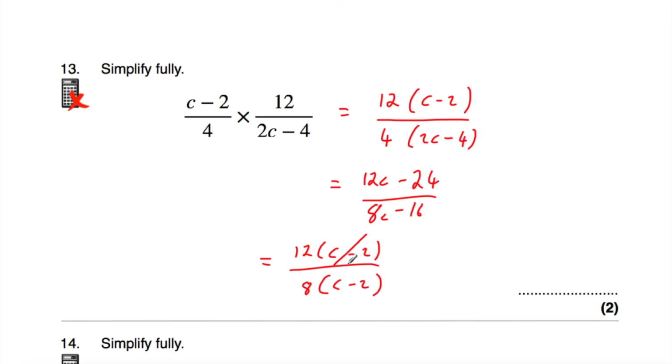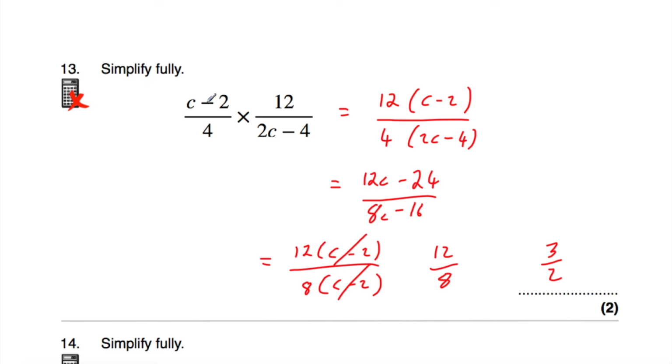So we can divide the numerator and the denominator by c minus 2. So we'll be left with 12 over 8, and they're both divisible by 4. If I divide both of those by 4, we'll get 3 over 2. So that's fantastic. We had this quite complicated algebra, and we've cancelled it down to be 3 halves. And that's it. So that's one approach.